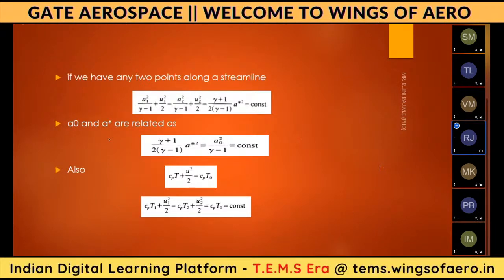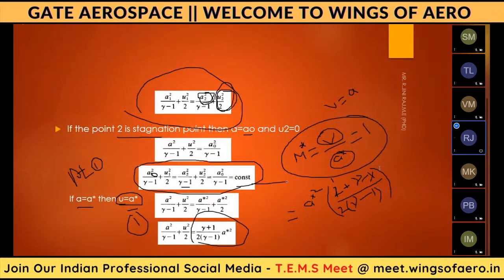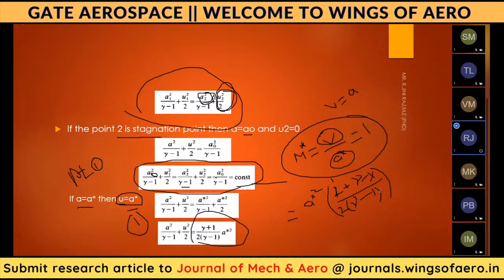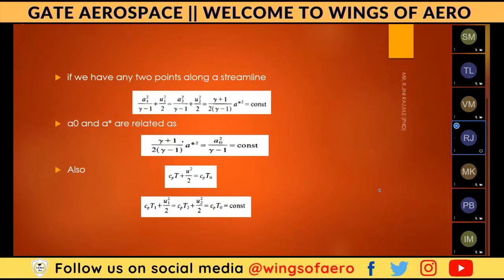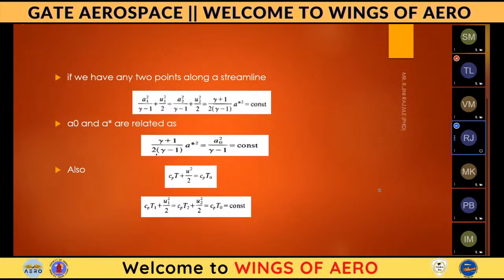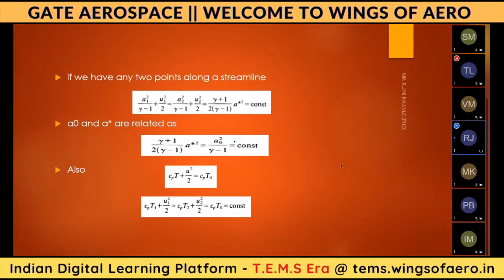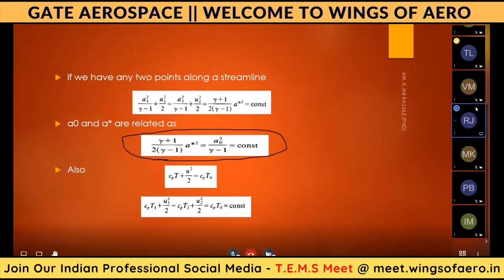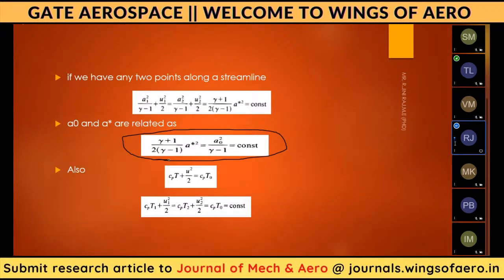Okay, so now see here we have one equation, and also here we have another equation. Both equations have equal left hand sides. By equating these two equations, we can relate a0 and a star. So by relating that, we will get gamma plus 1 divided by 2 into gamma minus 1 into a star square equal to a0 square divided by gamma minus 1, that is equal to constant. So we want to find the value for a0 and a star. Any relations or formulas they ask for, you need to substitute this formula and solve the problem.